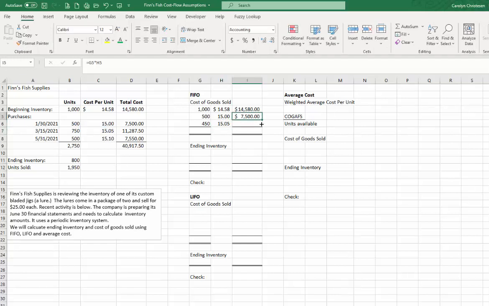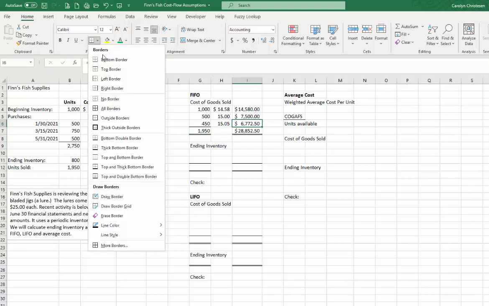Let's just carry our calculation down. Now let's add up everything that we sold, 1,950 units, and our total cost of goods sold comes out to $28,852.50. Let me put an underline there so we know that we added up.